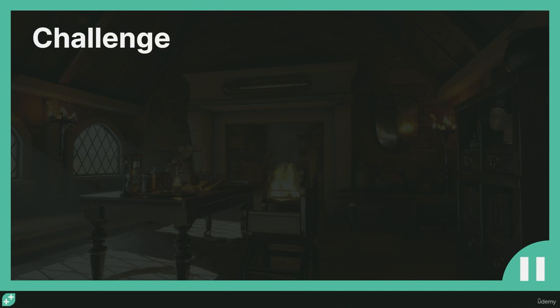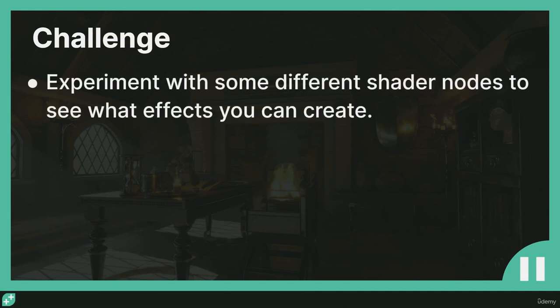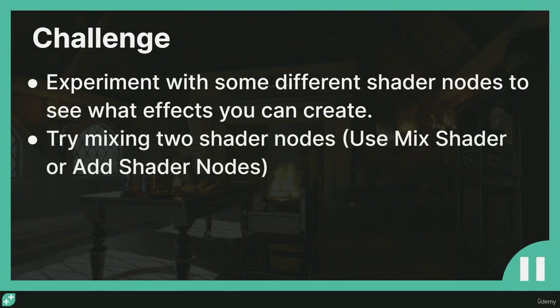So it's challenge time once again, and this is a bit of a tricky one. Your challenge for this video is just to experiment with some of those different shader nodes. And again, you have that example file attached to the resources for this lecture, and just see what kind of effects you can create. Try mixing two different shader nodes together, or even three or four using the mix shader or add shader nodes. And remember, you can daisy chain as many mix shaders together as you want. So have a go at that and see what you can come up with. Maybe you'll stumble across a really nice shader.